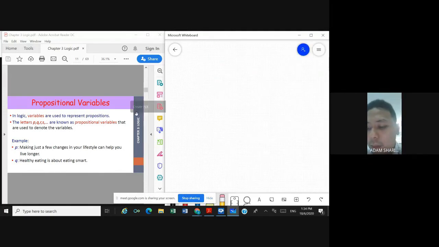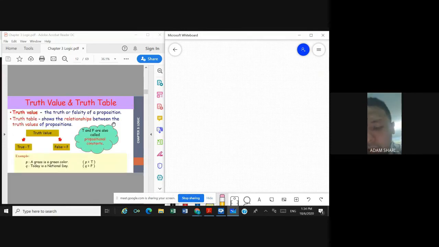Okay, we proceed with the next one, which is known as truth table. So get started, everyone. Try to prepare your pen or pencil with some blank paper. We will do some truth table today.